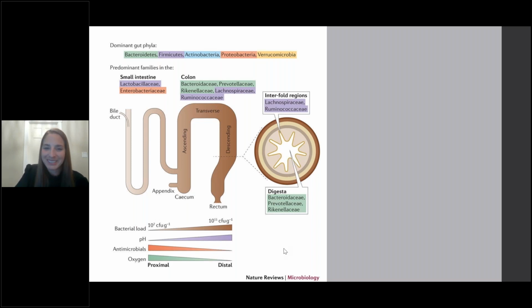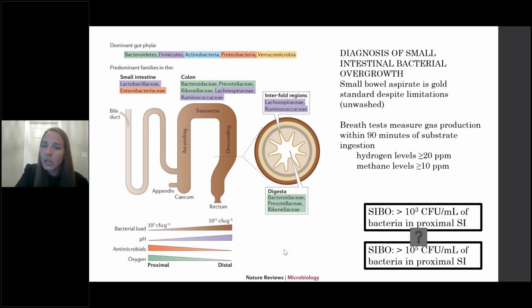So why do we care about this in this IBS talk? We know that there is an overlap in those that have IBS and also those that have a diagnosis of small intestinal bacterial overgrowth. And so I just wanted to comment on SIBO for a brief second here. Remember that the gastroenterology societies have deemed that the small bowel aspirate is the gold standard for diagnosing SIBO. But there are lots of limitations to this that we're not going to talk about today.